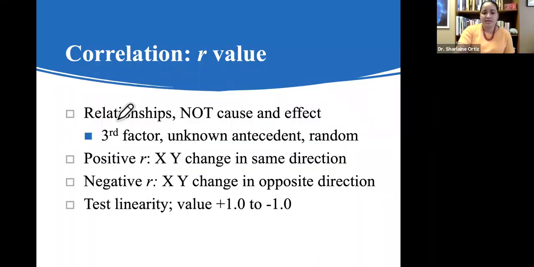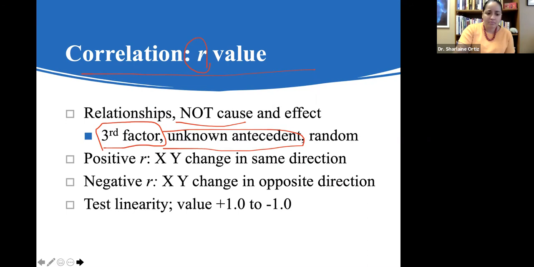Why is it that we cannot use a correlation, or R value, to determine cause and effect? Well, it's simply because there is a third factor that we don't know about. We don't know where it comes from. Now, let's look at it from another aspect, right?